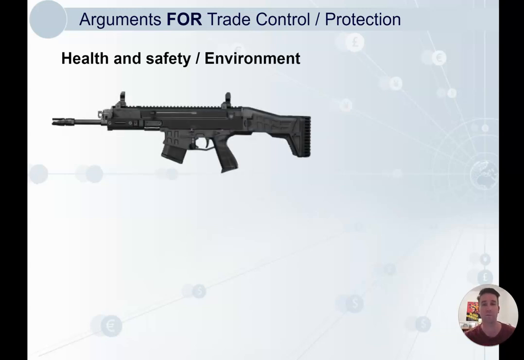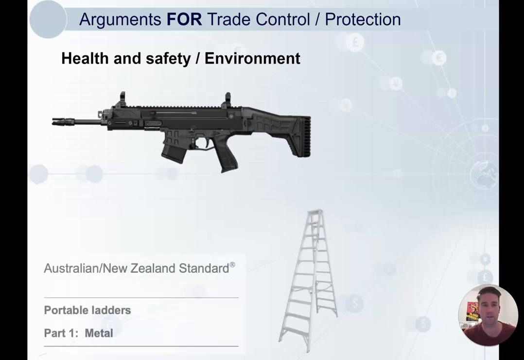So, for example, Australia has a trade restriction on the import of high-powered guns, right? We don't put a tariff on them. We don't subsidize our own industry. We just ban them, right? Where they are not allowed to be imported, and that's because we don't want people to kill each other too much. Okay, so one reason.